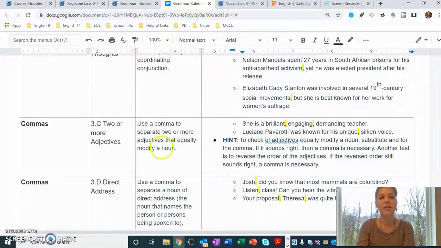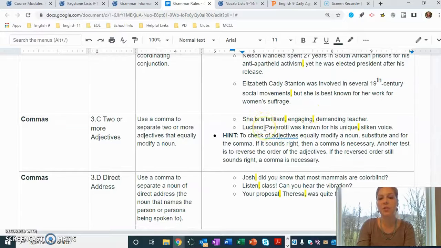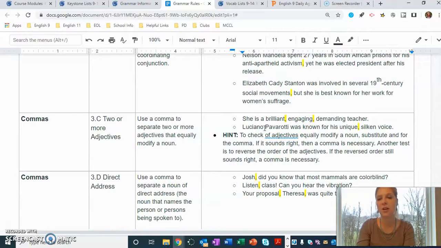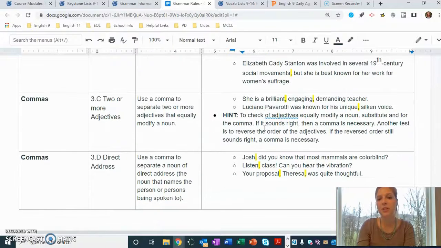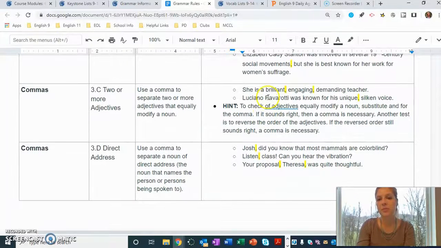Alright, C. If you have two or more adjectives that you're using to describe a noun, then use commas to separate the adjectives that equally modify the noun. So for example, she is brilliant, comma, engaging, comma, demanding. Pavarotti is known for his unique, comma, silken voice.